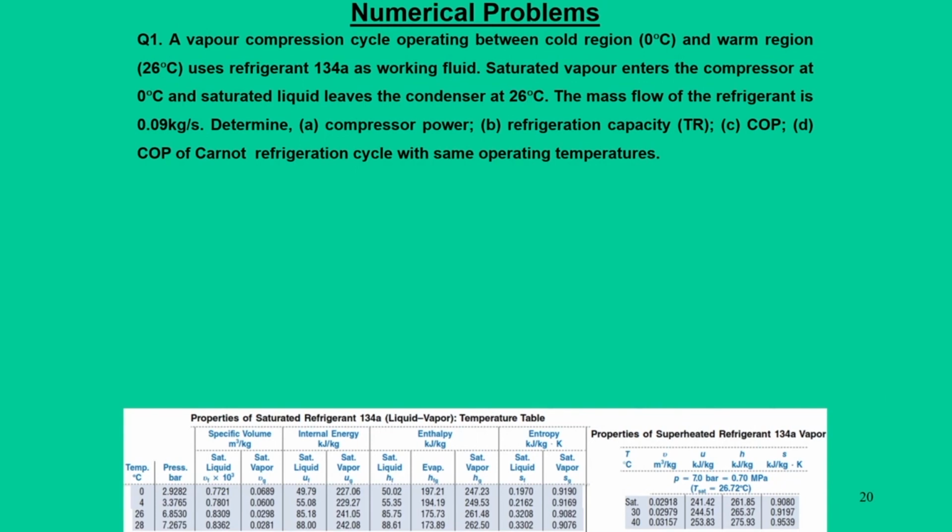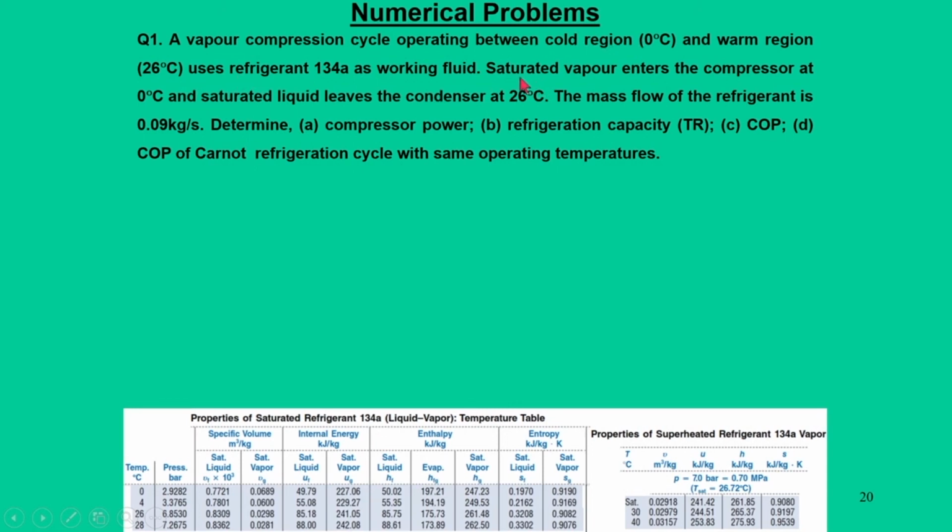Now, we will try to solve some numerical problems based on the topics that we covered today. The first problem is based on a vapor compression cycle that operates between a cold region at 0 degree centigrade and a warm region at 26 degree centigrade, and it uses refrigerant 134A as a working fluid. That means the temperatures of the cold region and warm region are given.